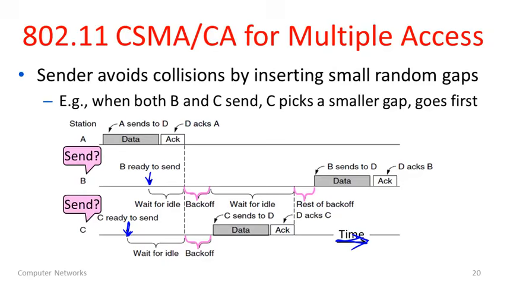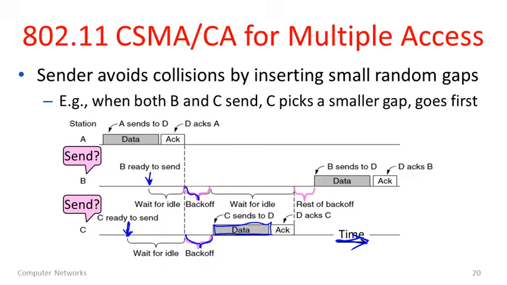Instead, both B and C insert small random gaps. Here's a small random gap. C inserts this random gap, waits. After this much time has gone by without anyone else using the medium, C sends its packet here. There's the data frame, followed by the ACK. B happened to choose randomly a slightly larger delay, even though it was ready first. Everyone picks a random one and its roll of the dice was bigger.